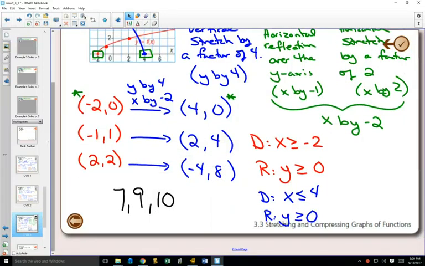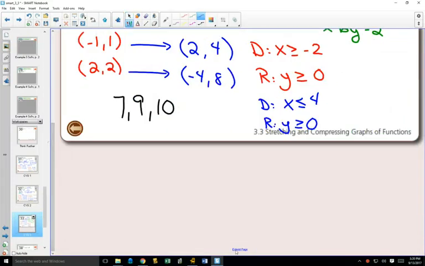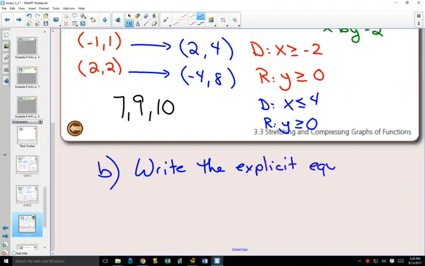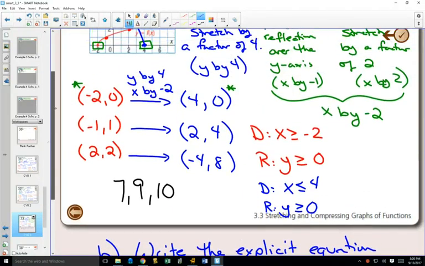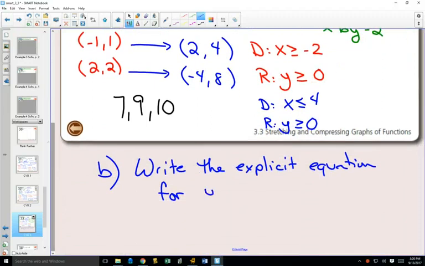Got it. So go back to example 3. I want to add some stuff to think about. So part B. Part B, I'm going to introduce you to some new terminology. Write the explicit equation for y equals f of x.